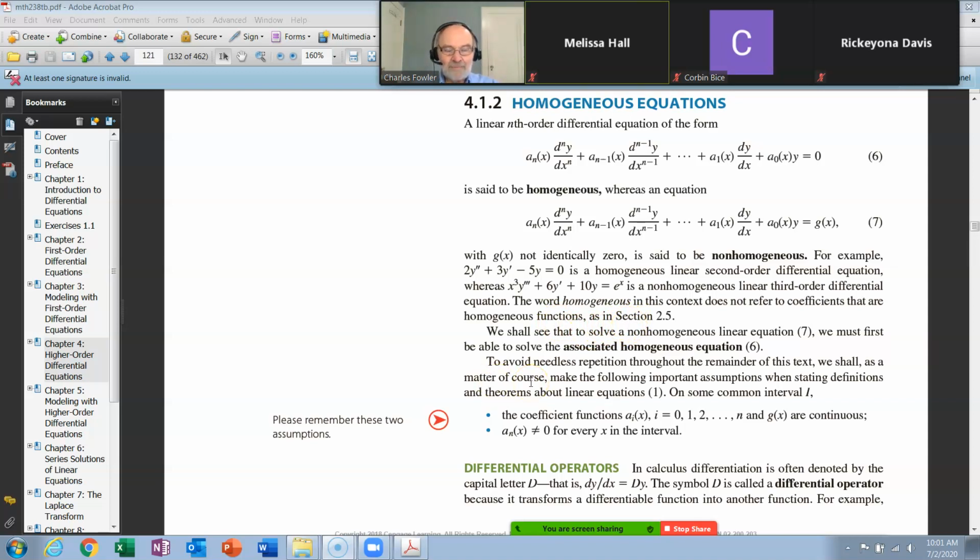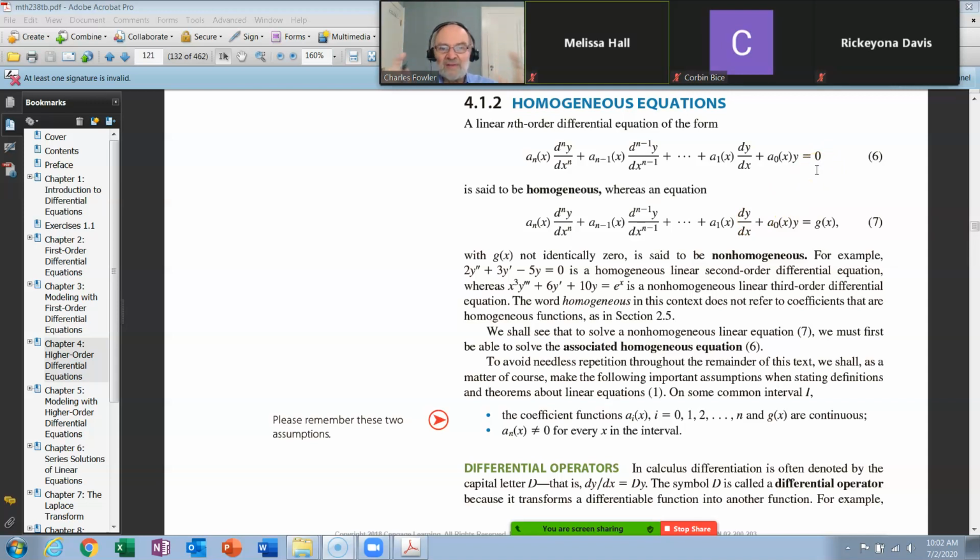Okay. Now, we will see that when we're trying to solve an equation like 7 here, that does have a g of x at the end, we first go back and replace the g of x with a 0 and solve what they call the associated homogeneous equation. It looks just like this one, except instead of whatever function you have here that was not 0, replace it with 0. So that's why we're doing this, because to get to the general case, we have to do the associated homogeneous equation first.